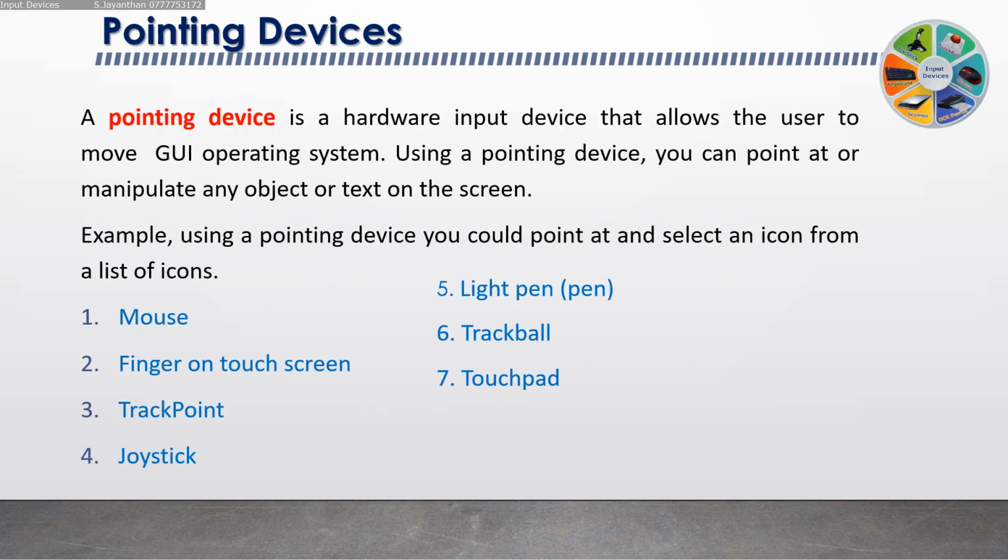Pointing devices. A pointing device is a hardware input device that allows the user to move within the graphical user interface of the operating system. Using a pointing device, you can point at or manipulate any object or text on the screen. So with a pointing device, you could point at and select an icon from a list of icons. Examples: mouse, touchpad, trackball, joystick.